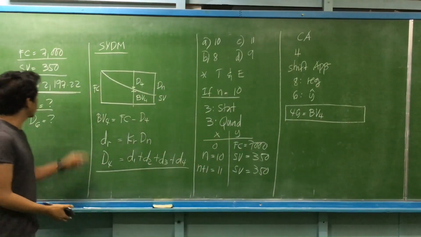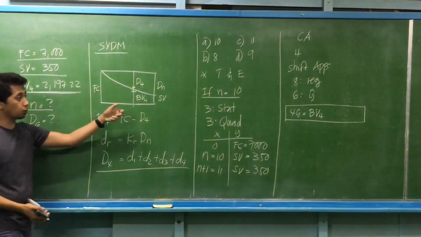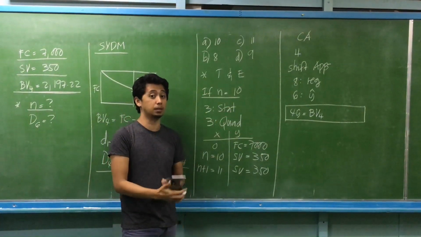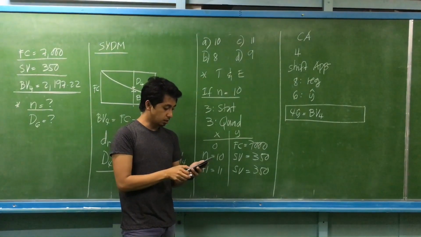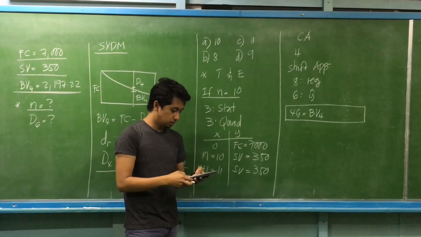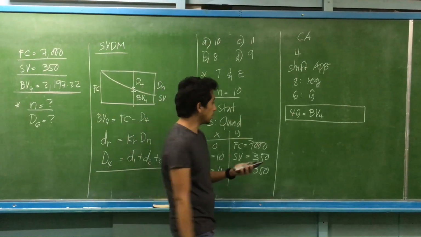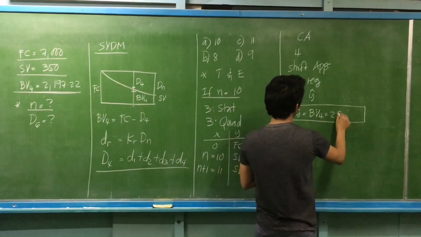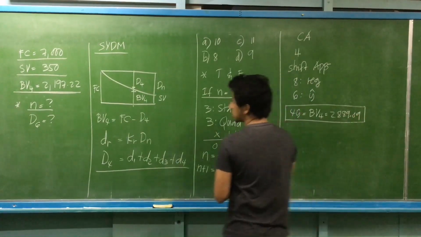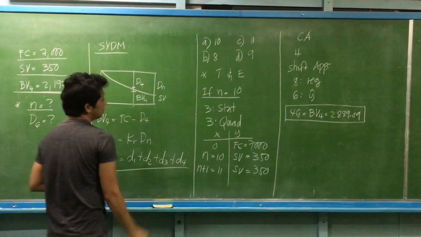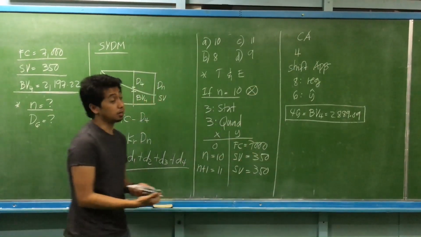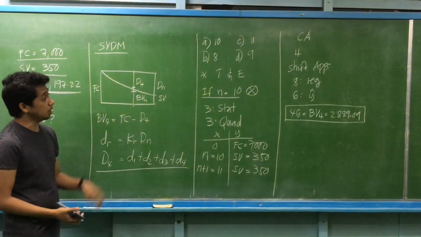Kapag equal siya sa 2,197.22, which means correct answer si 10. Kung hindi, repeat yung process. So it's number 6. So ang lumabas is 2,889.09. So obviously, hindi ito yun, which means si number 10 ay mali. Yung 10 years is incorrect.